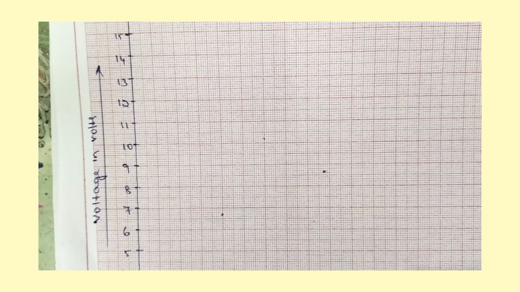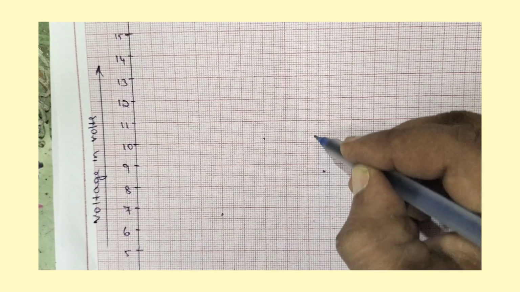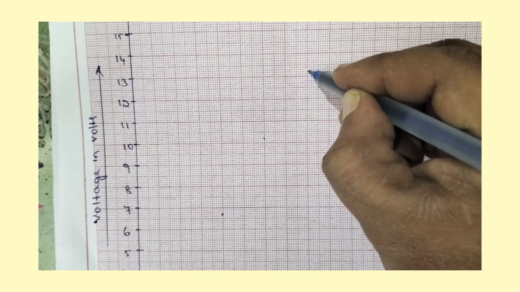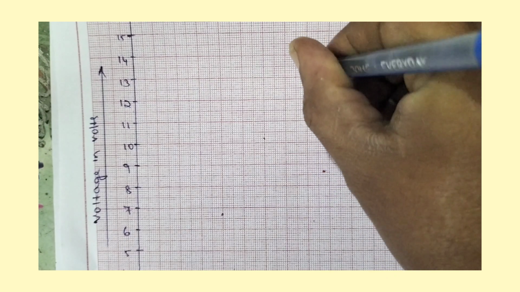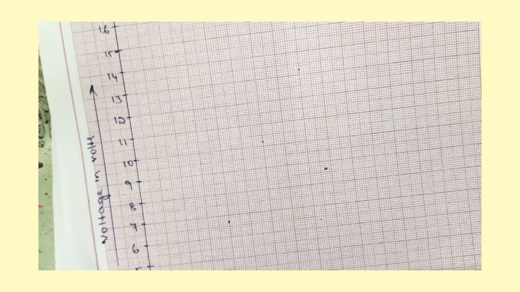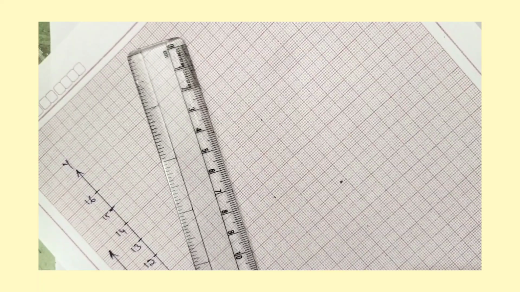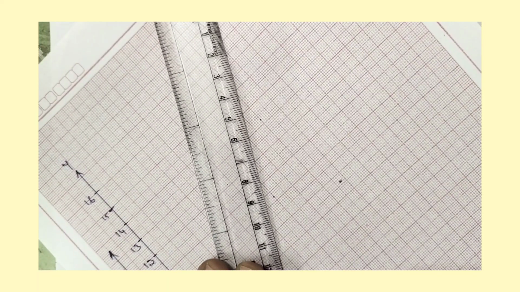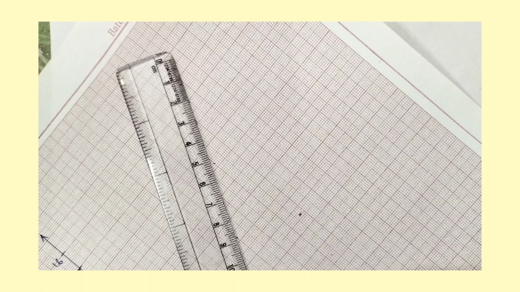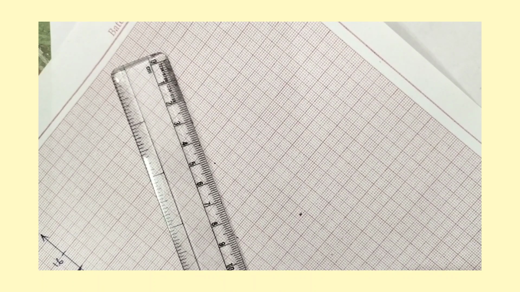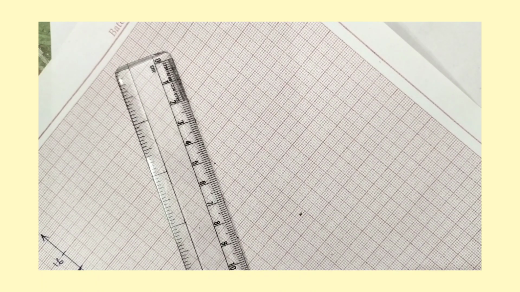If the current is 4 ampere, then the voltage will be 13.2 volts. Current 4 ampere, voltage 13.2. After 13, you have to mark for 2 lines. So like this, we have to mark it and join all the points. So let us join all the points.